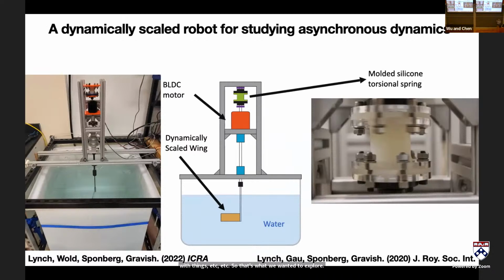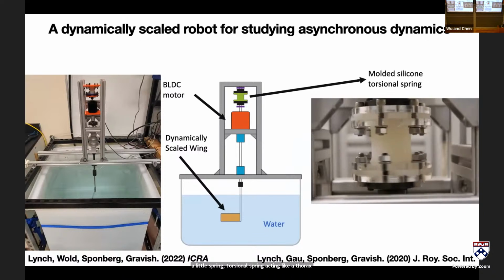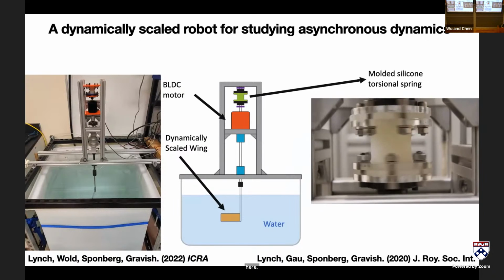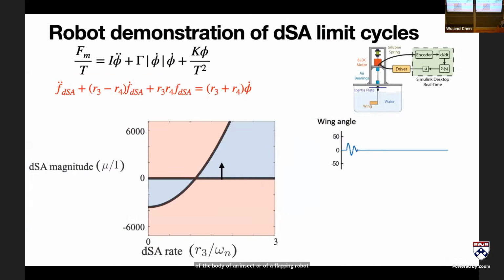We did this in a large scale version where we create, through a torque controlled motor that has a little torsional spring acting like a thorax here, these second order dynamics of the body of an insect or of a flapping wing robot. And we can study this process. The first thing we did was implement this delayed stretch activation forcing in our motor in real-time feedback. And I'll show you the process of undergoing this instability here.